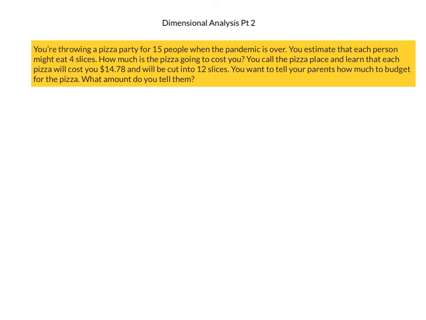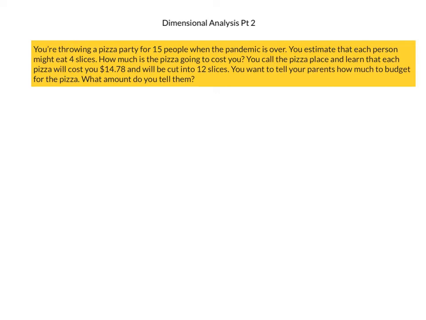So you're going to throw a pizza party for 15 people when the pandemic is over. You estimate that each person might eat 4 slices. How much is the pizza going to cost you? You call the pizza place and learn that each pizza costs $14.78 and will be cut into 12 slices. You want to tell your parents how much to budget for the pizza. What amount do you tell them?